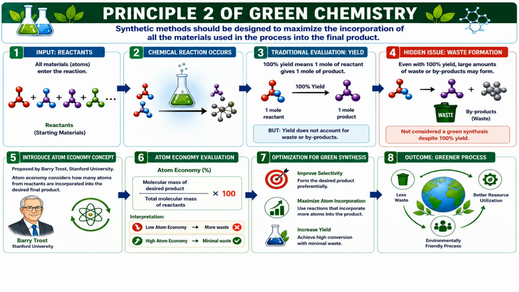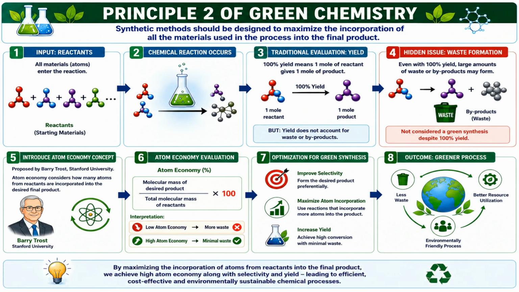The key idea of this principle is not just to maximize yield, but to maximize atom utilization. Because a reaction is only truly green when most of the atoms end up in the final product. Thus, by maximizing incorporation of atoms from reactants into final products, we achieve high atom economy along with selectivity and yield, leading to efficient, cost-effective, and environmentally sustainable chemical processes. And ultimately, we move closer to truly green chemical synthesis.